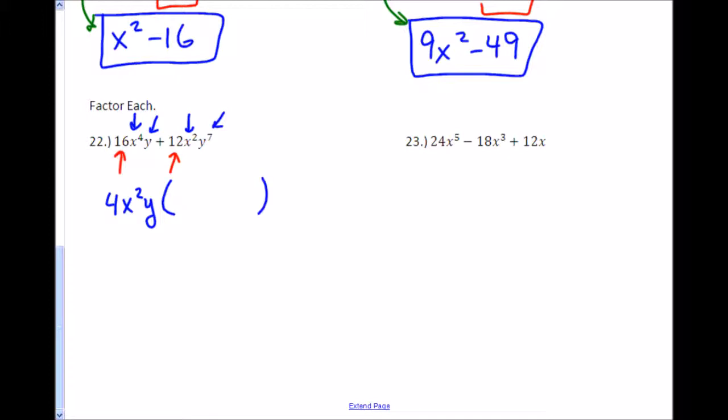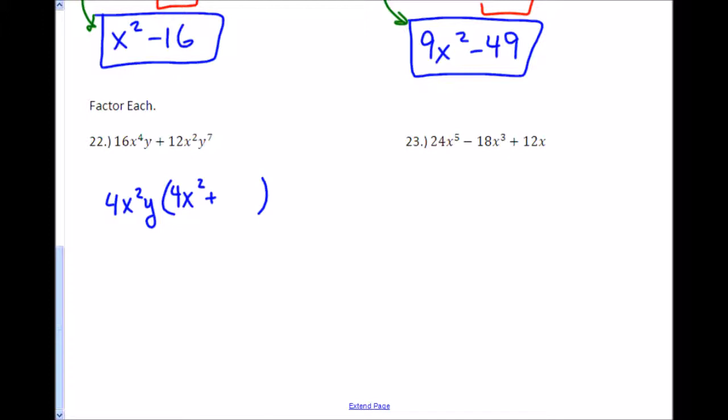Now I have to divide it out of each of these terms. Because remember, factoring is the reverse of our distributive property. Distributing is multiplying in. Factoring is dividing it back out. So if I do the 16x to the 4th y divided by a 4x squared y would give me a 4x squared. Again, 16 divided by 4 is 4. X to the 4th divided by x squared is x squared, and then y divided by y is 1.